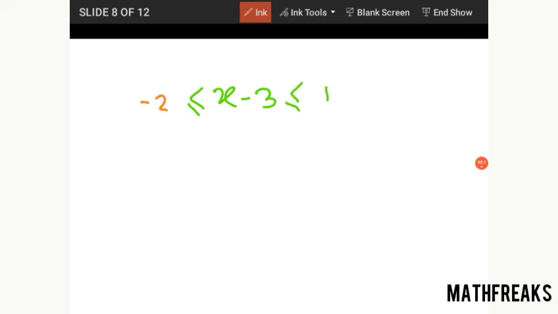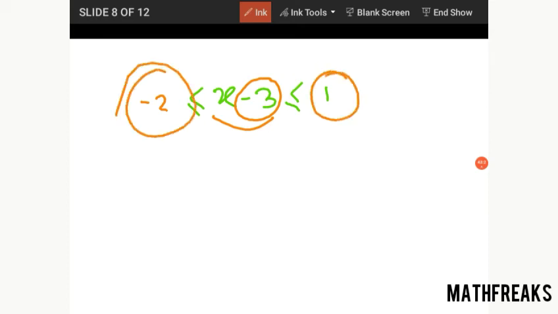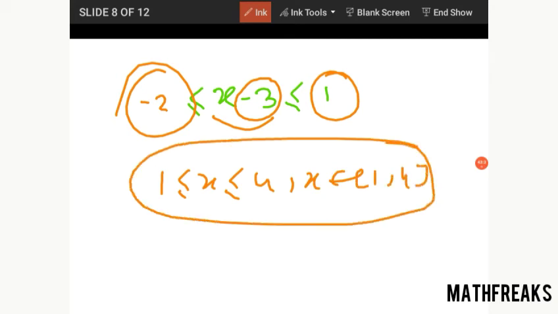Now we are asked to find the range of x. So what we will do, we have to eliminate 3 from here. Correct? We have to eliminate 3 from here, so we have to add 3 here. So if we add 3 here, then we have to add 3 to both the sides. So the range will ultimately be, x belongs to 1, 4 included. So this is how we solve such type of equations.